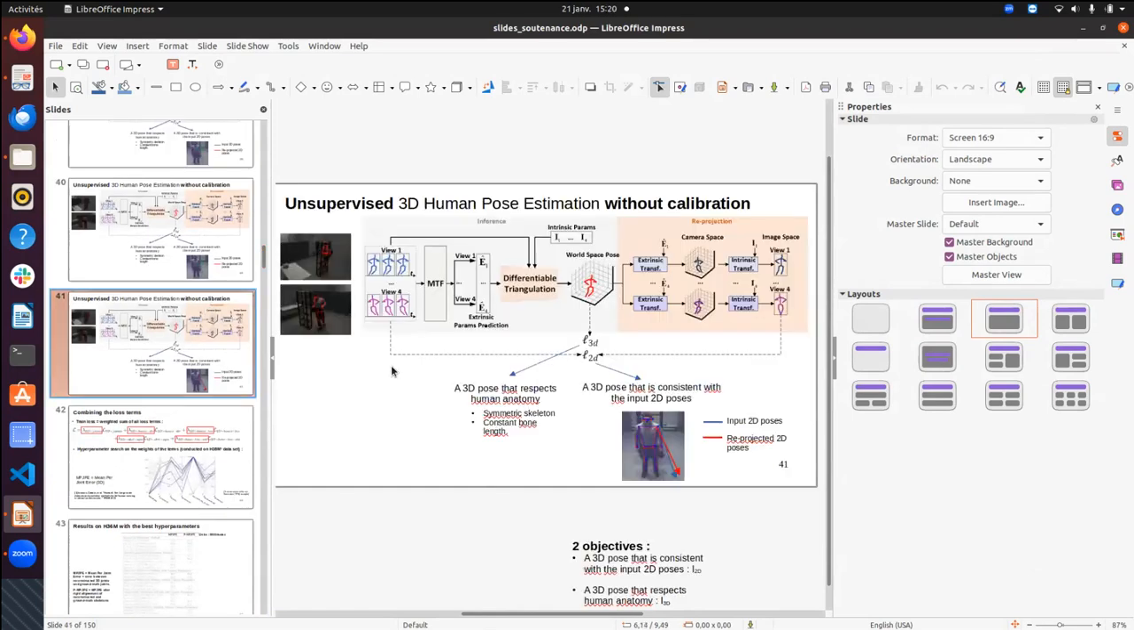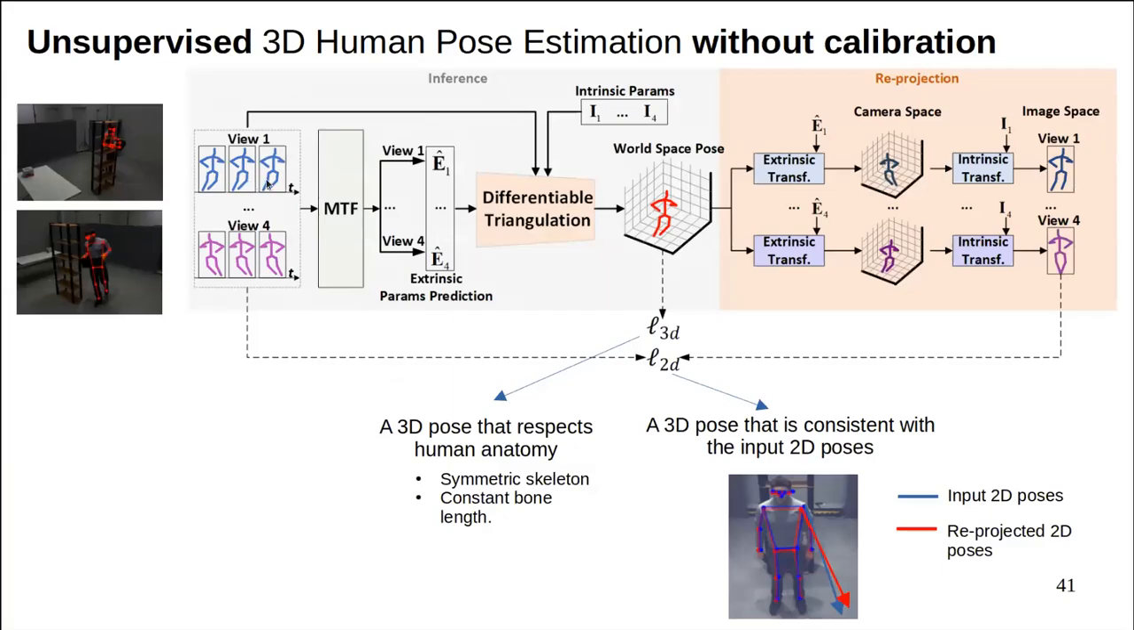Effectivement, sur mon architecture, si je remets un gros plan, j'ai plusieurs vues sur ma scène. Et pour chaque vue, on ne va pas uniquement prendre une pose à un instant T, on va plutôt prendre une succession de poses. C'est comme si on avait une petite sous-vidéo pour chaque vue en entrée de notre modèle.